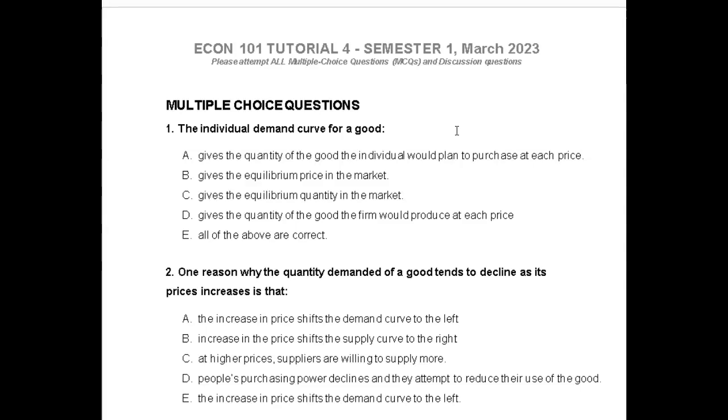The first question, the individual demand curve. So basically they're saying, what's the demand curve? The demand curve will show the quantity and the price associated with buyers, right? So if you look at it, it'll be A. It gives the quantity of the good the individual would plan to purchase at each price. So that will be the answer. The answer will be A.